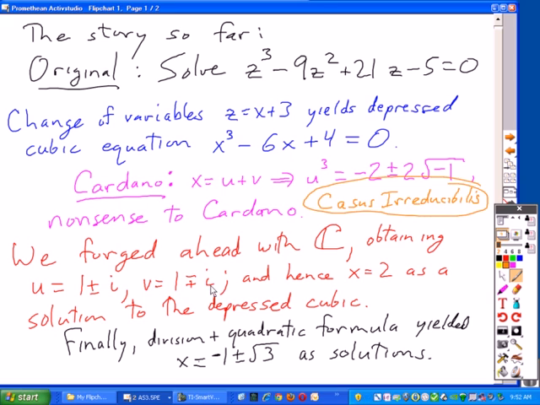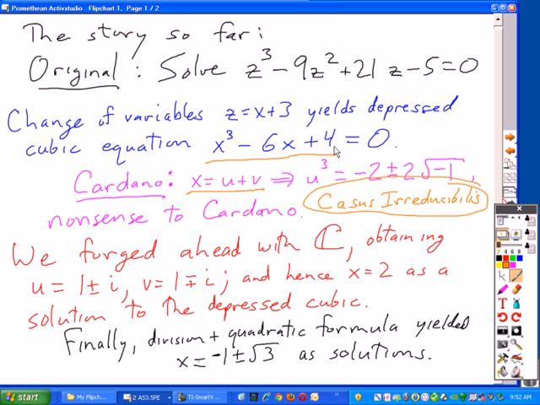Now we'll detail our treatment of the complex numbers more in Chapter 6, but just based on that, if we recall that x was equal to u plus v, then if we add u and v, we find out that x equals 2 is a solution to the depressed cubic polynomial equation. And so with x equals 2 being a root, then x minus 2 was a factor. We divided that out and determined, using the quadratic formula on the quadratic factor that remained, that there were two more roots, -1 plus the square root of 3 and -1 minus the square root of 3. Those were the three solutions to the depressed cubic, x cubed minus 6x plus 4 equals 0.